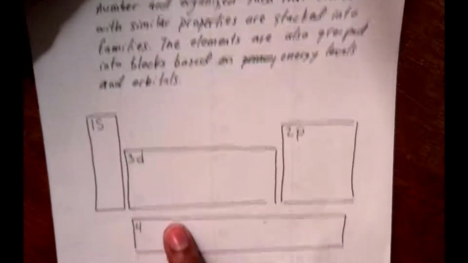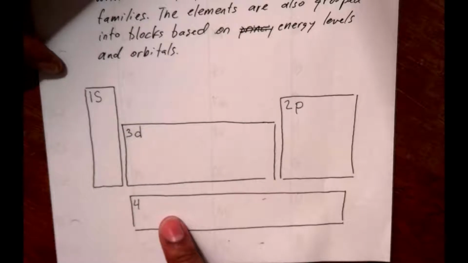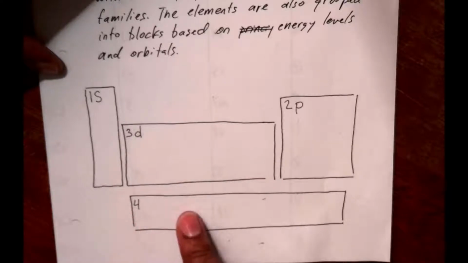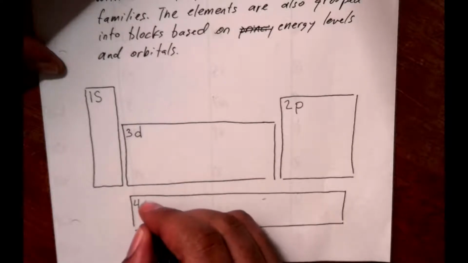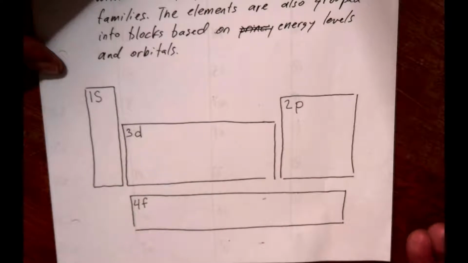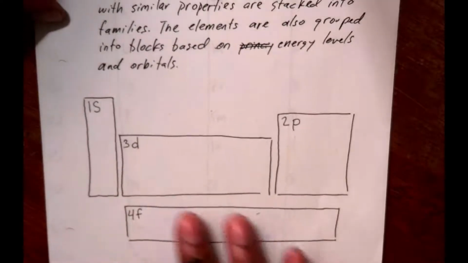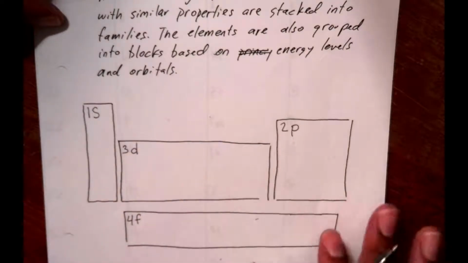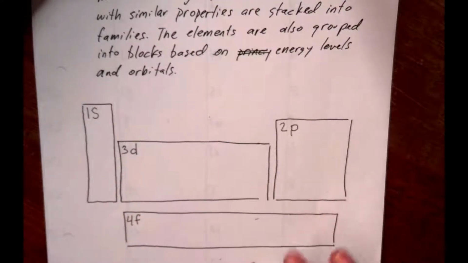And I'd be willing to bet that you can already predict what you're going to notice down here. First of all, what floor does this start on? The 4th floor. And what is the name of this block? F. Okay? So I'm going to take this and put it to the side. 1S, 2P, 3D, 4F. Let me try to make sense of this by jumping in and looking at the elements.